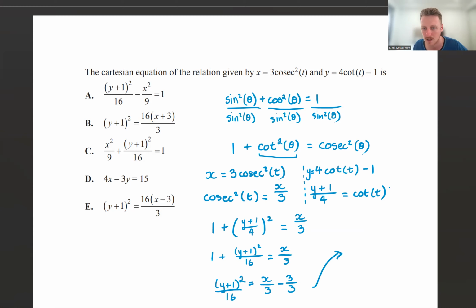Then our final step is just to write it as y plus 1 squared equals, hopefully you can see on the right-hand side, x minus 3 on 3, and then we multiply by 16. So it's going to be 16 times x minus 3 all over 3. So our correct answer is E. Hopefully you found that useful to convert from parametric to Cartesian equation. Generally, you need to use some sort of trigonometric identity to do those.